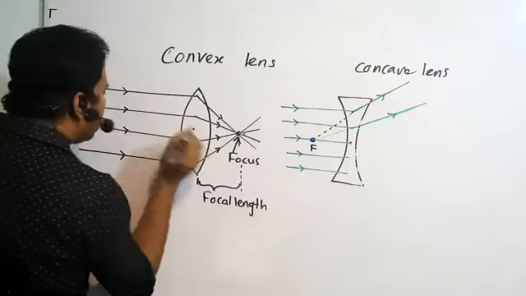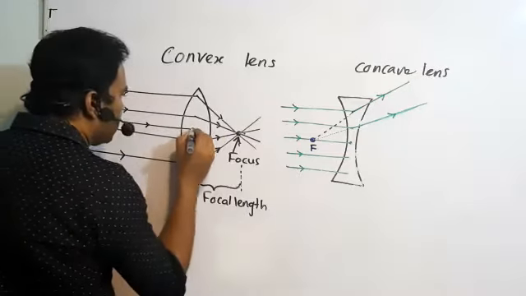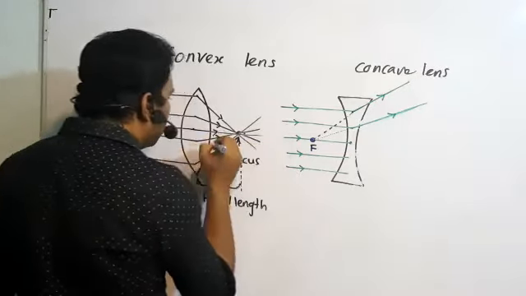If it comes exactly to the optical center, it will never refract. It goes like this, directly.